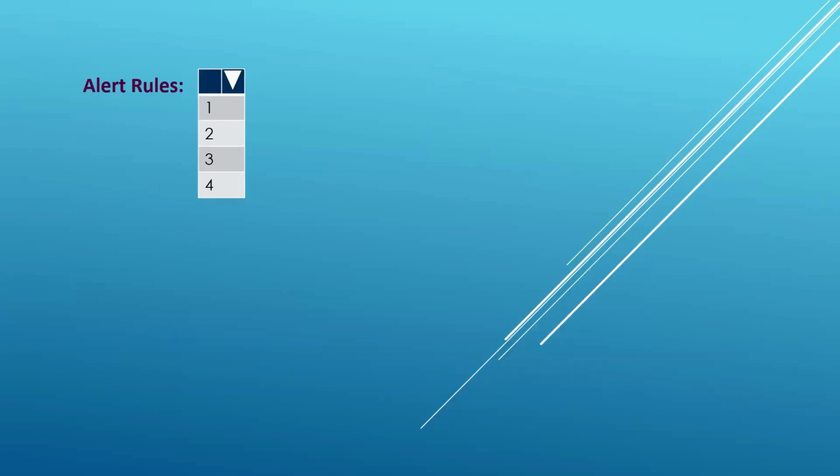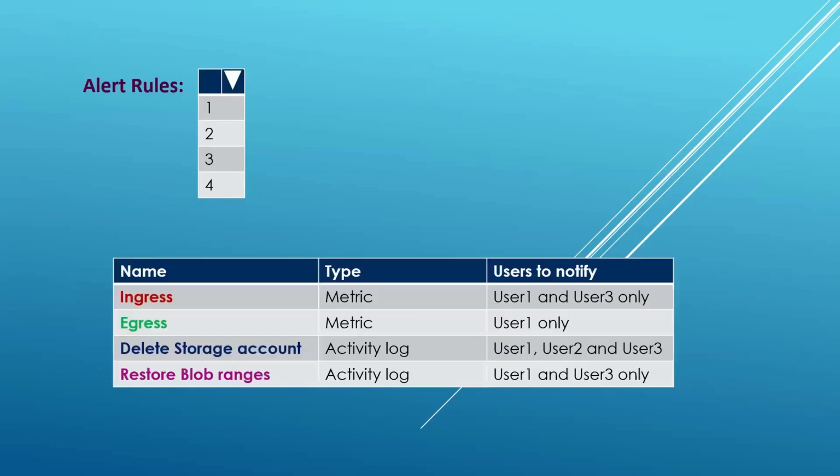Friends, you can define only one activity log signal per alert rule. And in our case, we have 4 signals, which are ingress, egress, delete storage account, and restore blob ranges. So you will create 4 alert rules. I hope you now understand why 4 has been chosen as the correct answer here.